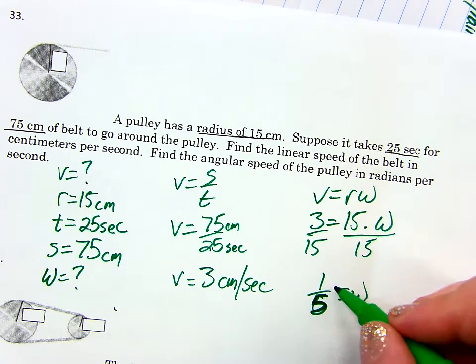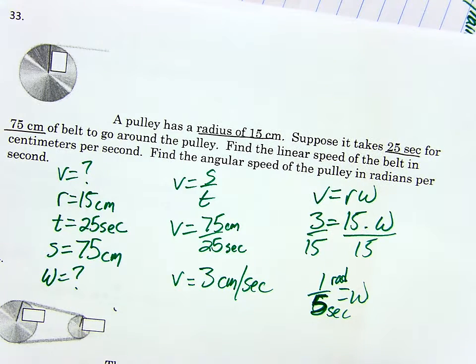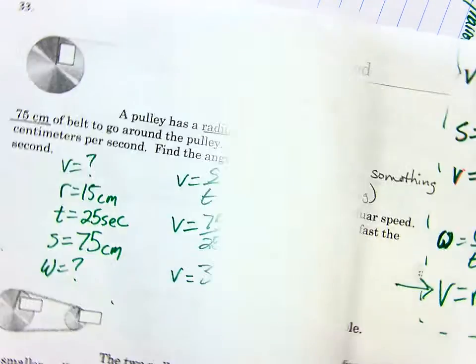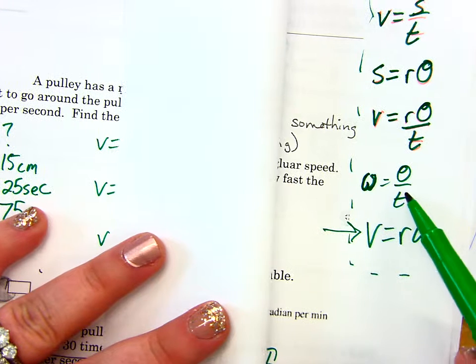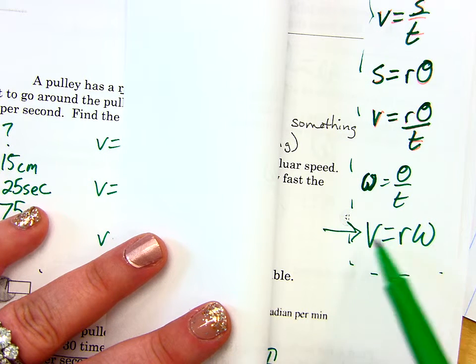Remember what angular speed is in, radians per second. So I'm going 1 radian every 5 seconds. It's always in radians per second. Angular speed. What's the equation for W? There's this one, that's theta over T. So radians per unit of time, whatever time you're in. But I use this one since I had the V and the R. And I just solve for omega.